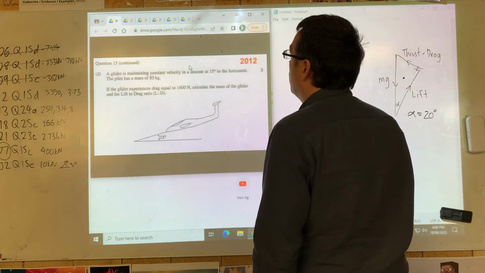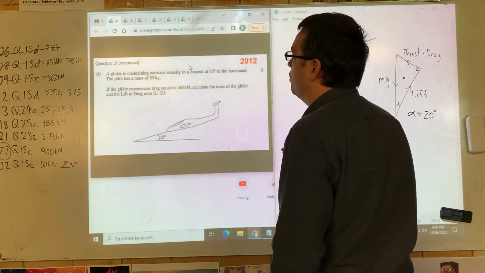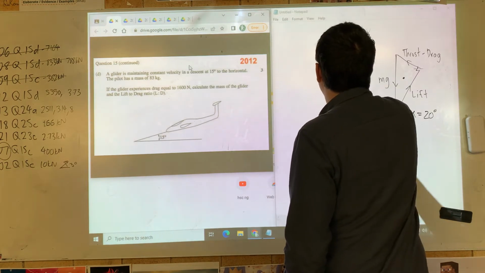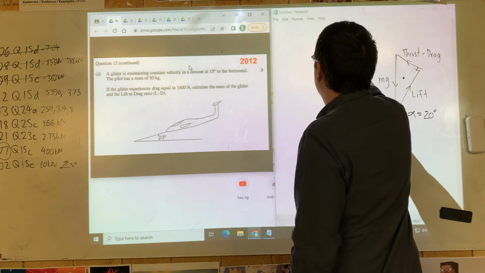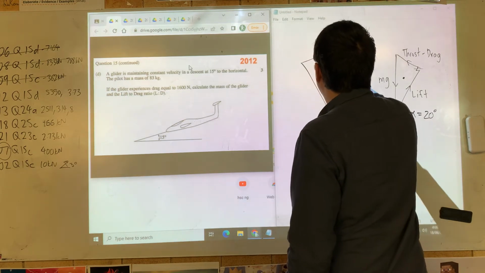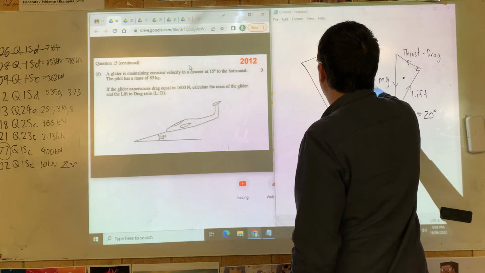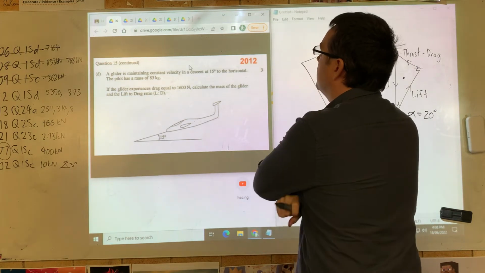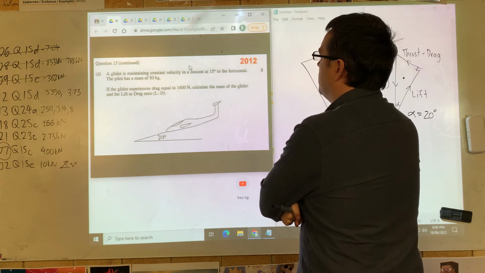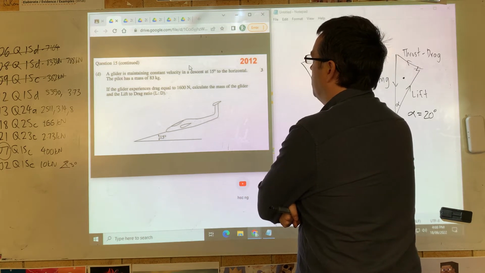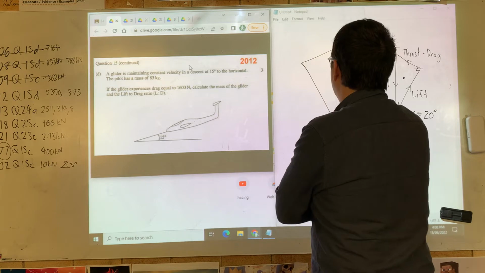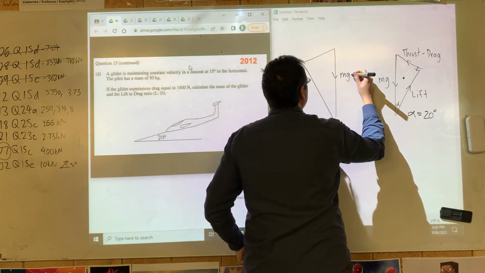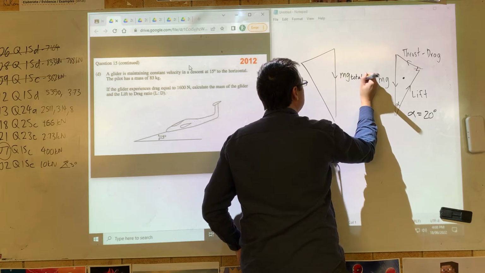Okay, so this is 2012, question 15D. Okay, so we've got another glider. Well, that one wasn't a glider, but it was descending. So this one here is, we're going to start with our mg, and our mg, we've told us that pilot has a mass of 83 kilograms, so it means we're probably going to calculate the mass of the glider. So we'll write it as mg total.